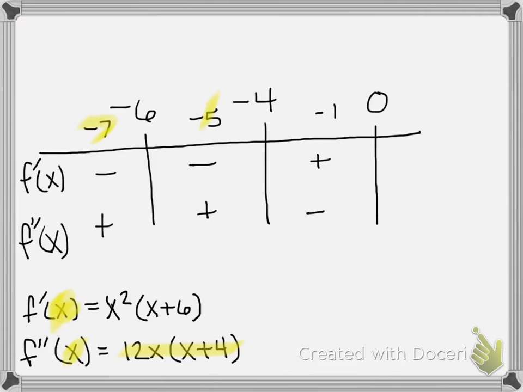And then you need something greater than 0, so just pick 1. And whenever you plug that in for your x for f prime, you should come up with a positive. And when you plug 1 in to f double prime, you should come up with a positive.